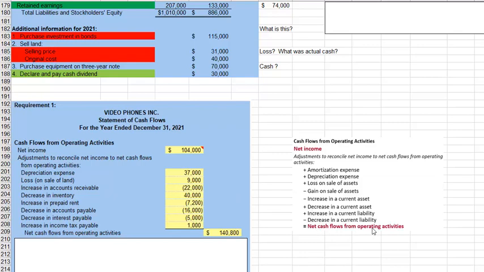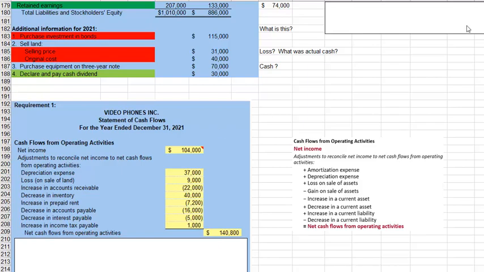As we are complete now, we will sum this. This is the sum of net income plus and minus these accounts. Be sure to include net income in your calculation. We get $140,800 positive on our cash flows from operating activities.